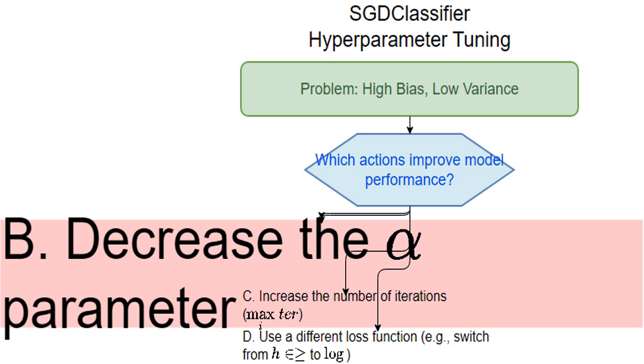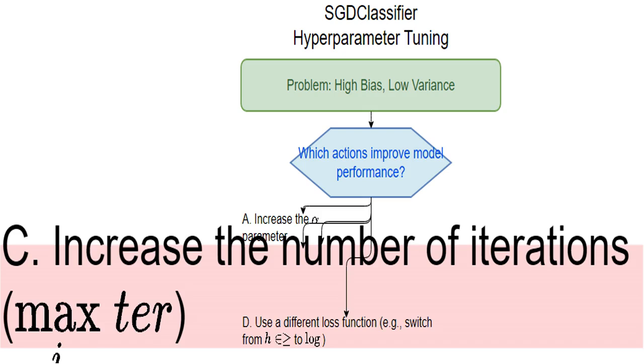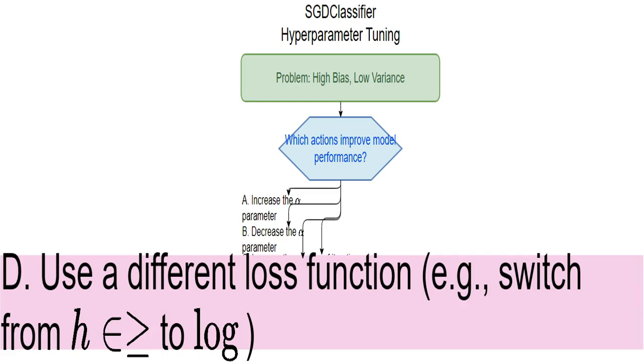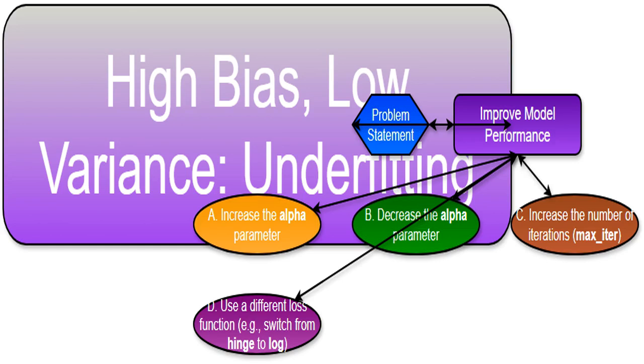It's a great solution. More iterations mean my model has more chances to learn from the data. My stochastic gradient descent, SGD, algorithm will hopefully converge to a better solution, reducing bias. Think of it like giving my model more time to practice. Different loss functions affect how my model learns. Sometimes, switching the loss function can help it fit the data better and reduce bias. It's like trying different teaching methods to see what works best for my student, the model. It's worth experimenting with.